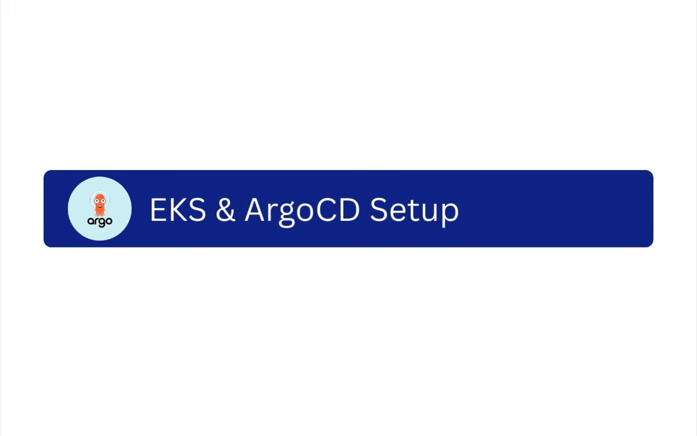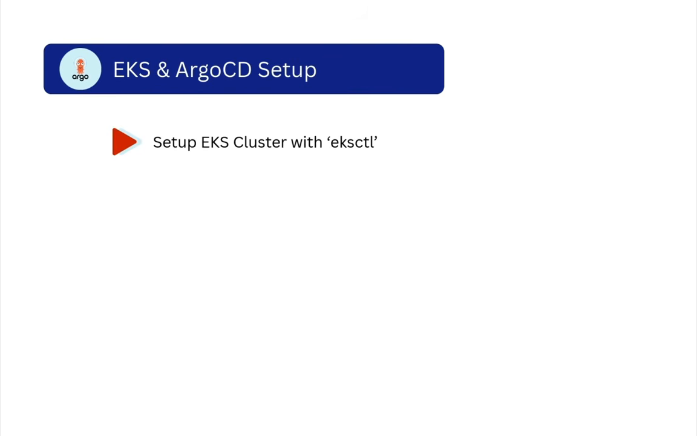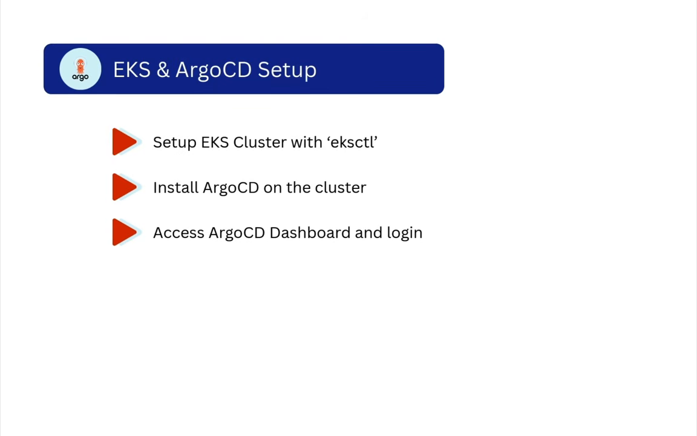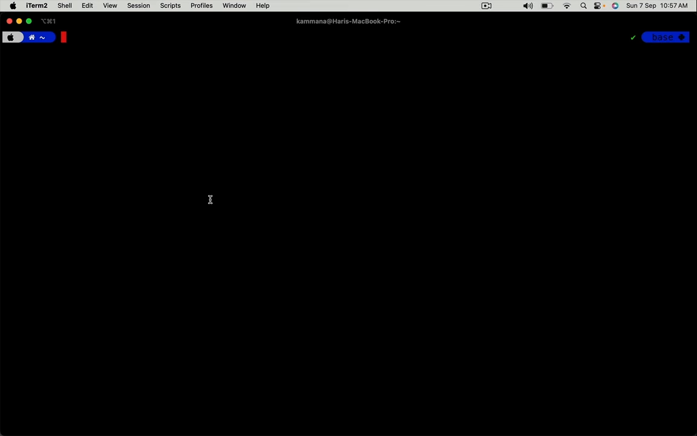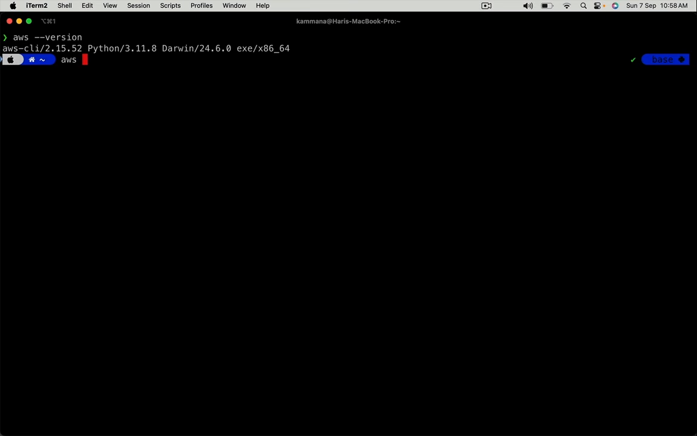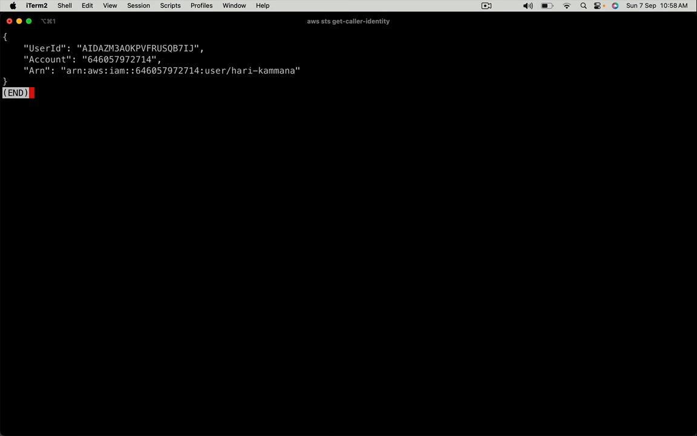In this video, I will show you how to create an Amazon EKS cluster using EKSCTL, install Argo CD on the cluster, access the Argo CD dashboard, and login. The prerequisites for setting up this is you must have AWS CLI installed on your laptop. You must have access keys and secret keys generated using AWS command line utility. So I have access key and secret key generated for my local laptop.